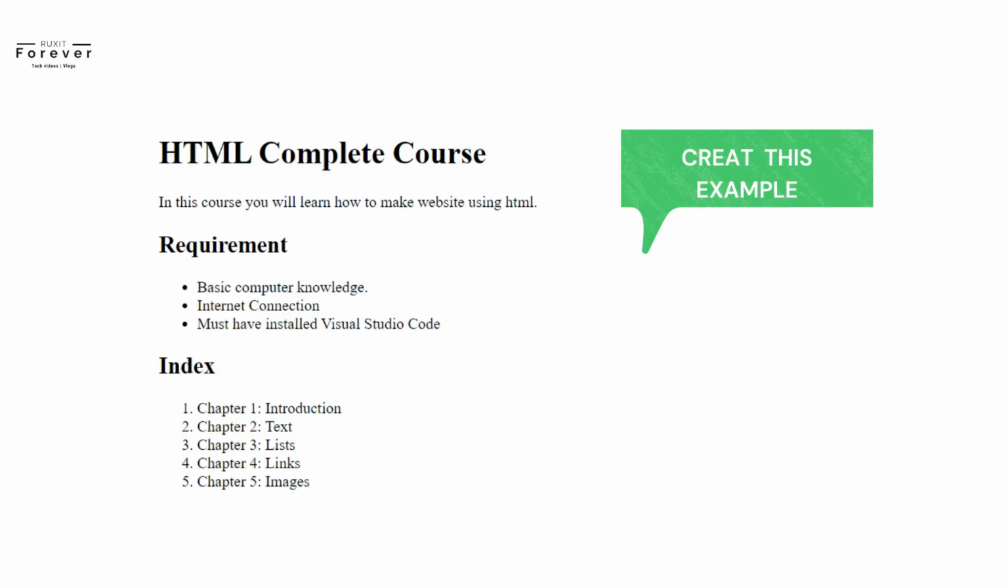Now it's time to do practically. You can see on the screen that there is one example. Here you can see the main heading followed by an introductory paragraph. An unordered list is used to outline the requirements, and an ordered list is used to describe the index. Without wasting time, let's start the practical.